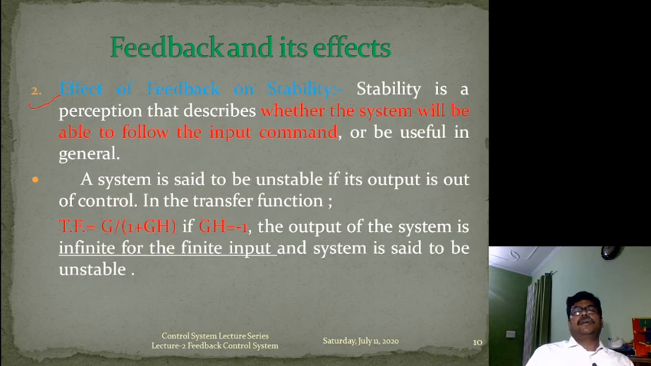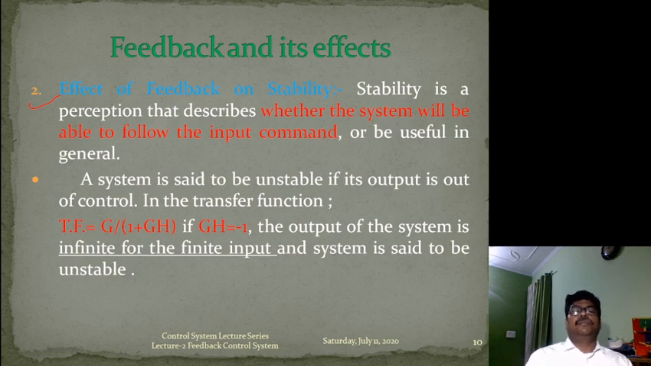Now the second effect on the system is the effect of feedback on stability. What is stability? Stability is a concept that describes whether the system will be able to follow the input command, or whether it is able to give a useful output. And what is an unstable system? If its output is out of control, meaning it is not giving the desired output.